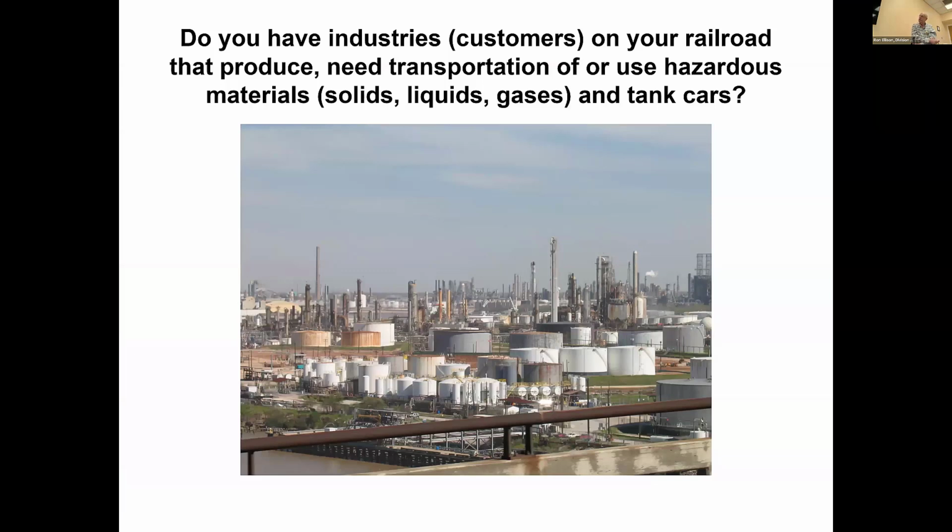We looked at this picture before. This is down in the petrochemical industry, Houston. And as you looked out over that from this bridge picture, man, there's a lot of different kinds of tanks, different kinds of industries. A lot of different tank cars are moving products around. Again, huge hazmat opportunity.